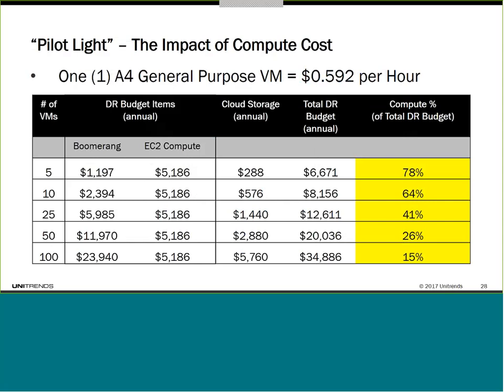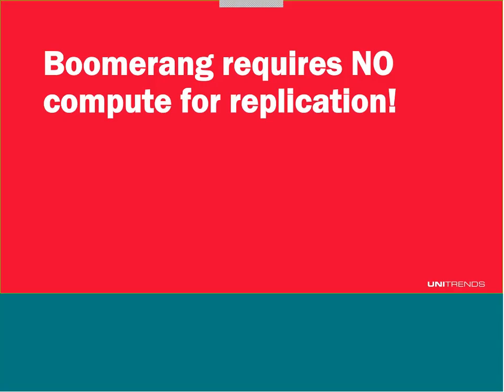And that's something you want to look at when you look at any solution, not just the Unitrends Boomerang solution, but any solution you look at. Find out what that compute percentage of the total DR budget is going to be, and if it's going up as you add more VMs into your DR plan, that's not a good thing. So that's what we already emphasized. Boomerang requires no compute for replication.